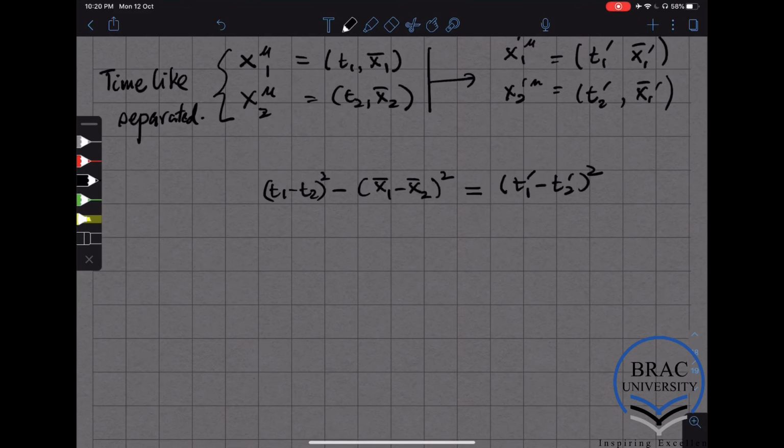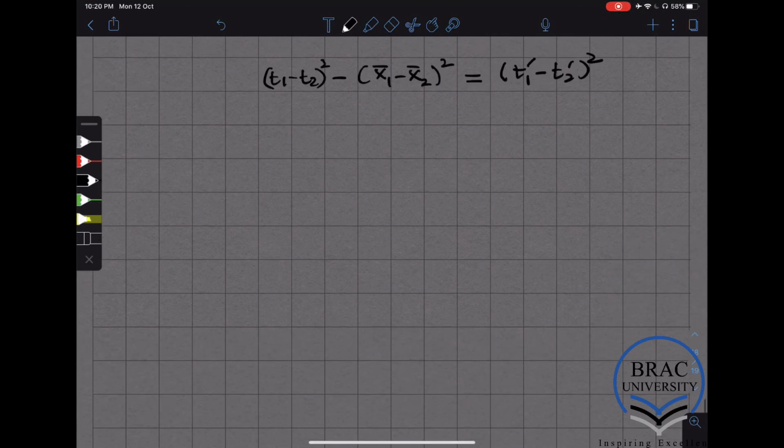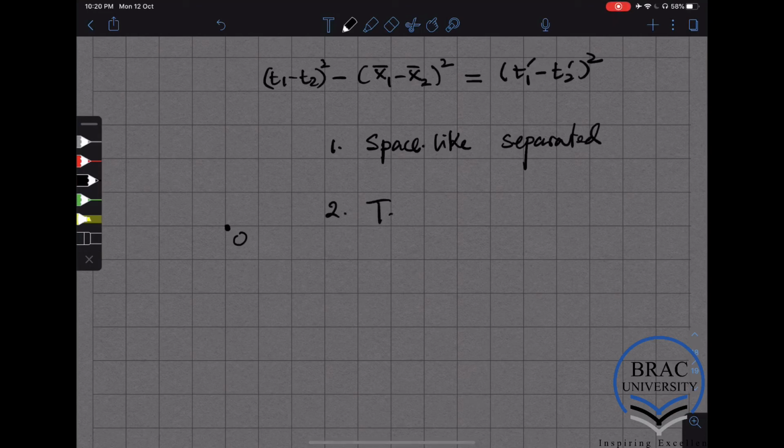separated. So if I now take some point in space-time and let's call it O, then all other points in space-time are related to O in three possible ways. All these other points can be separated from O in a space-like fashion, or they can be time-like separated, or they can be separated in a light-like fashion.